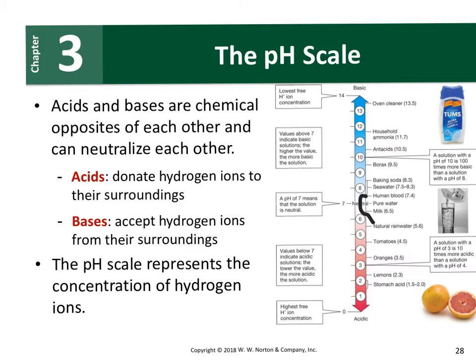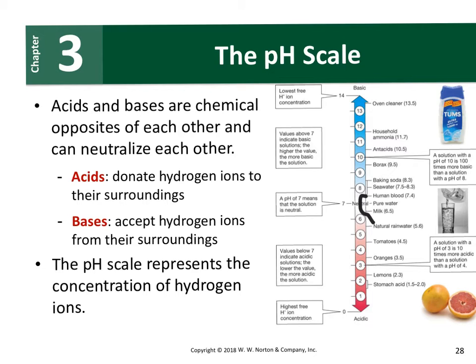There's another thing about water, in terms of acids and bases. So acids and bases are chemical opposites of each other and can neutralize each other. So acids, let's say sulfuric acid, donate hydrogen ions, that's just one hydrogen instead of two, to the surrounding, let's say, water. And then bases accept hydrogen ions from their surroundings.